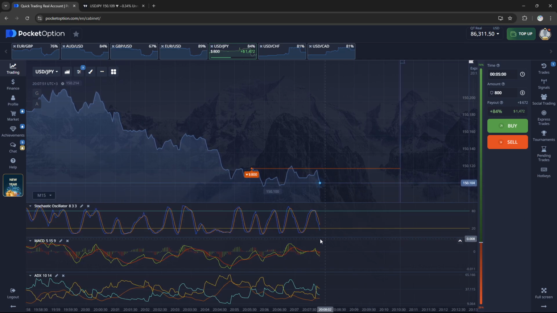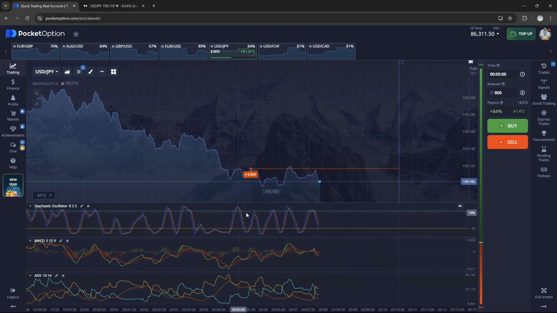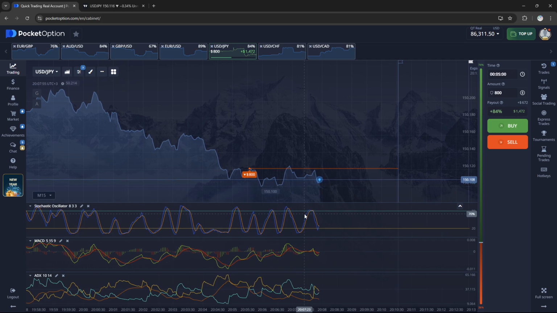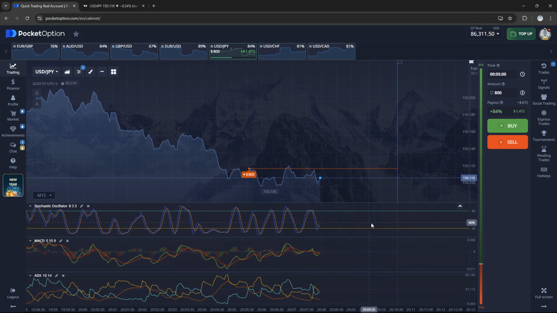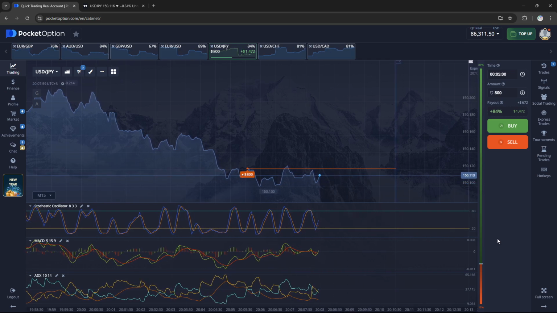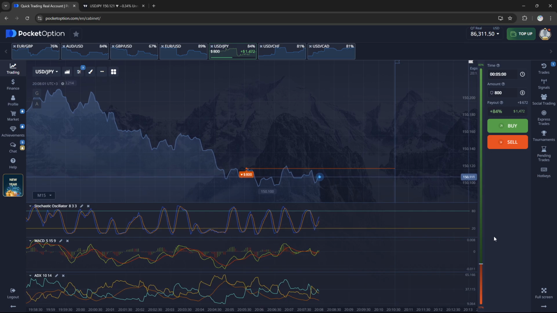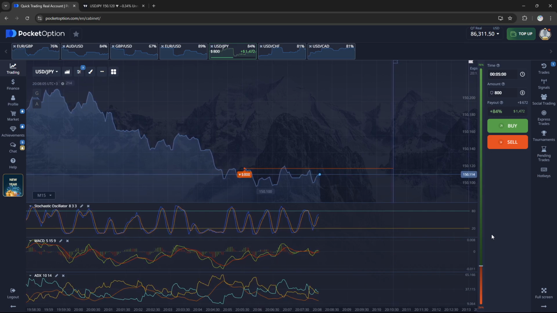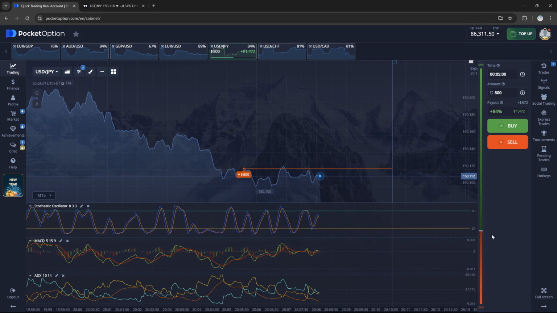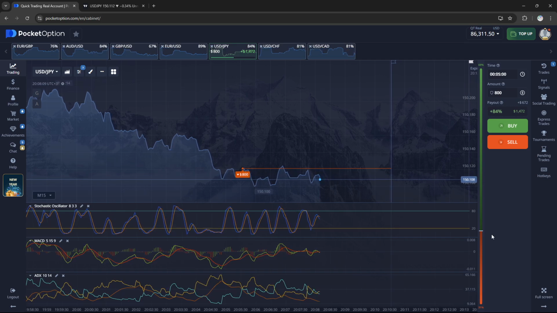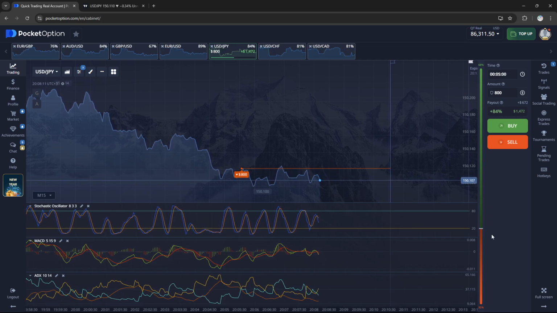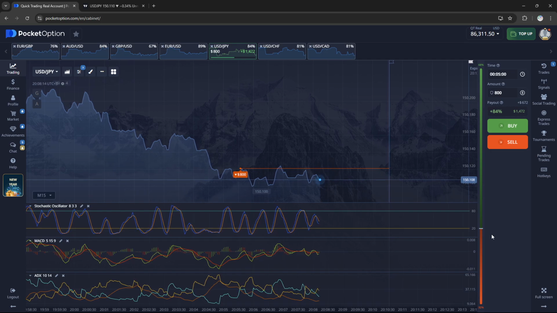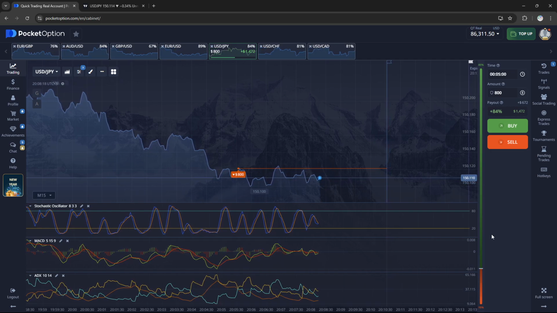Now, in a strong trend, things get tricky. The stochastic can stay overbought or oversold for what feels like forever, even as the price keeps climbing or falling. That's why, in trending markets, I use it as a secondary tool rather than my main signal. For example, if I'm trading an uptrend, I'll wait for the oscillator to come out of oversold territory before looking for buying opportunities.